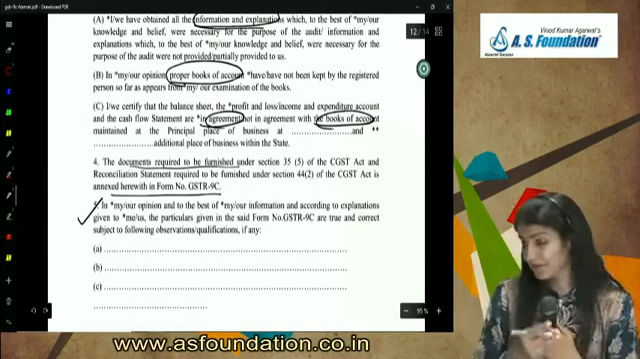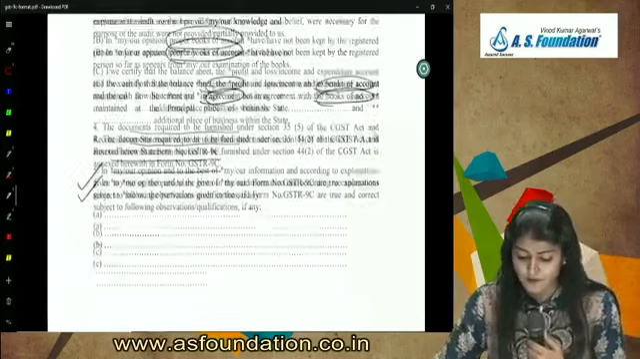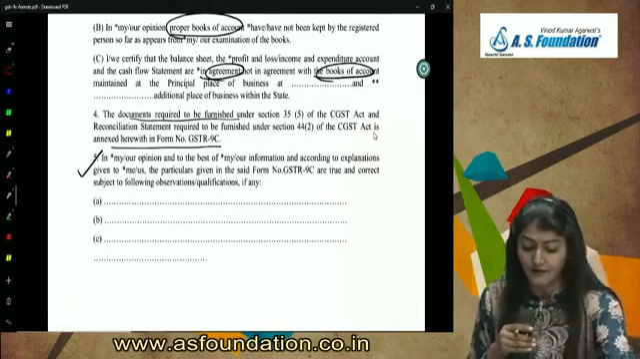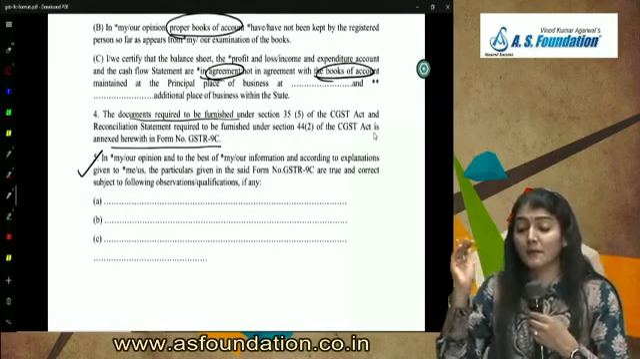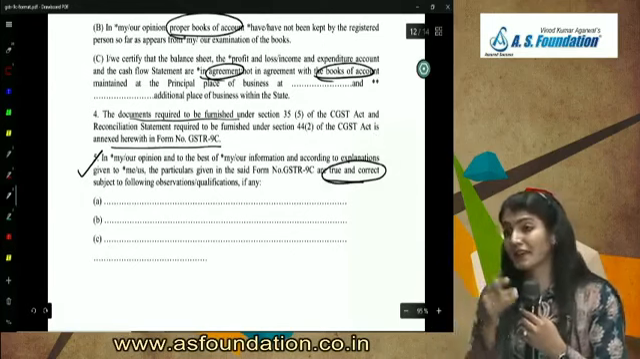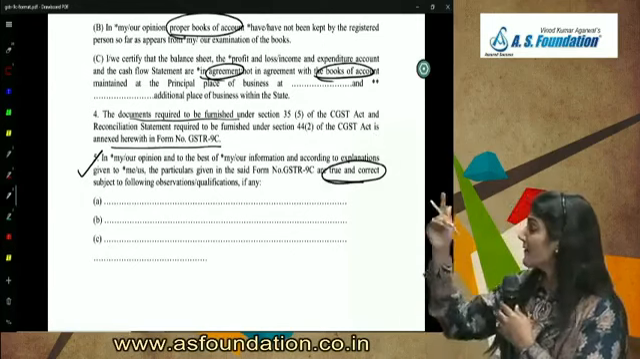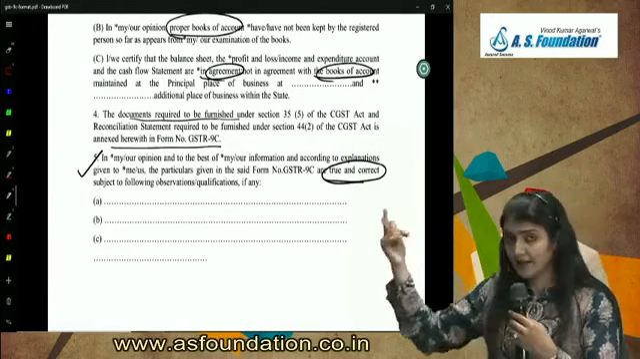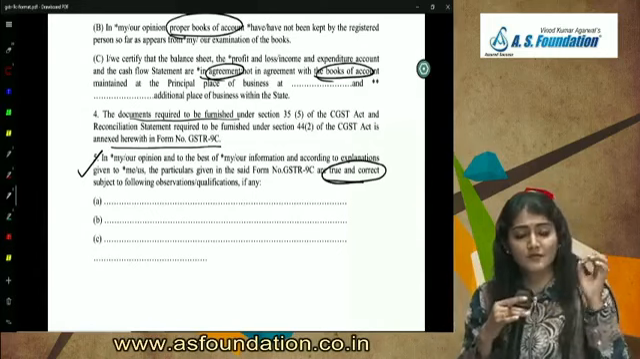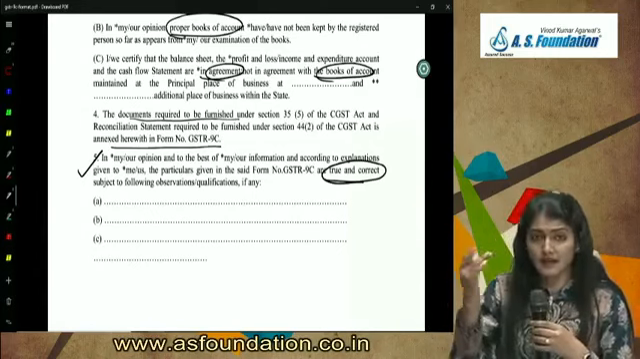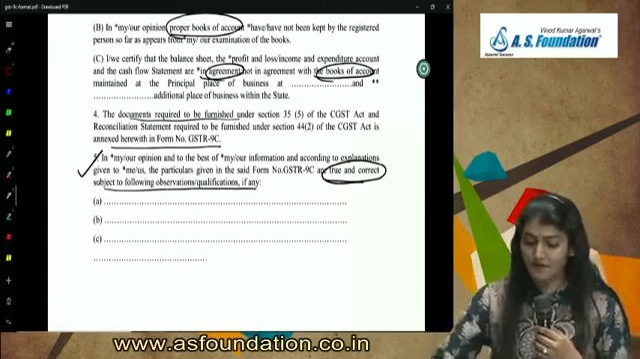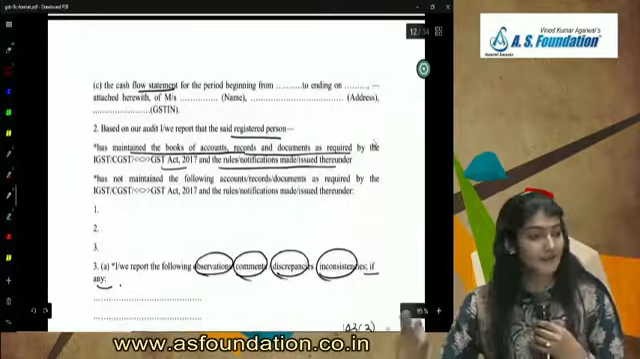And then the opinion. In our opinion and to the best of our information and according to the explanations given to us, what does it say? The particulars given in the said form GSTR9C are true and correct. Why? Because it is a certification. This is the report the auditor has to issue: the particulars given in the said form GSTR9C are true and correct, subject to the following observations, qualifications if any. So this is Part B, which is regarding the certification.